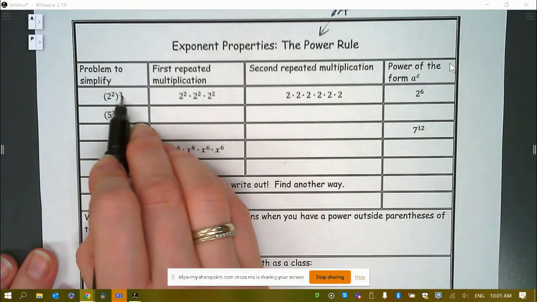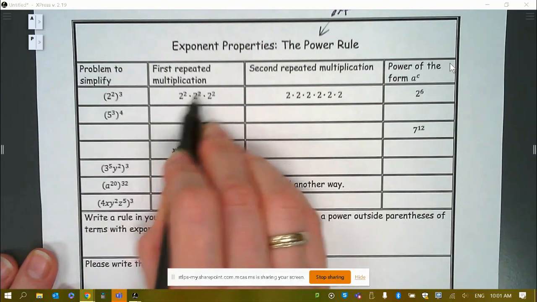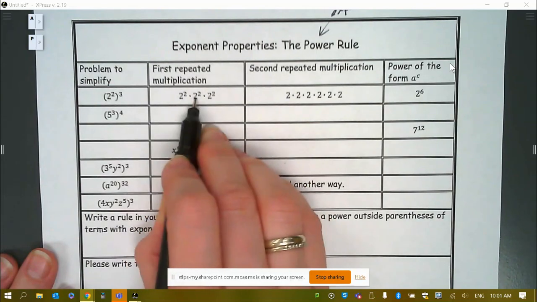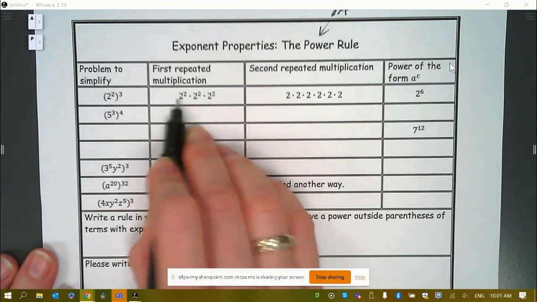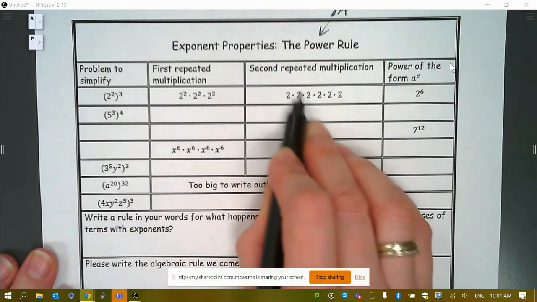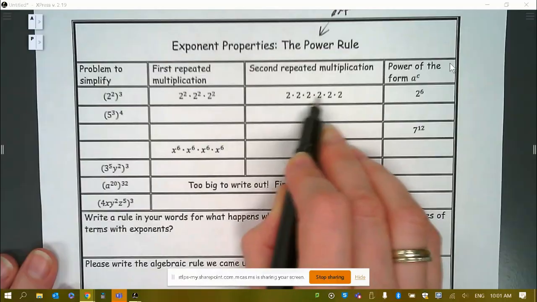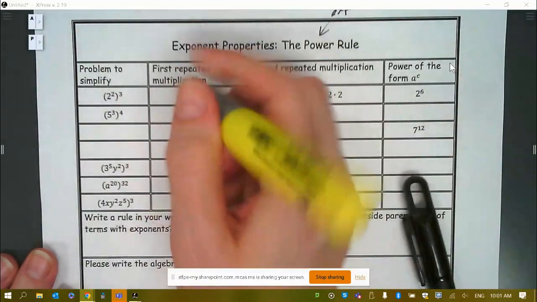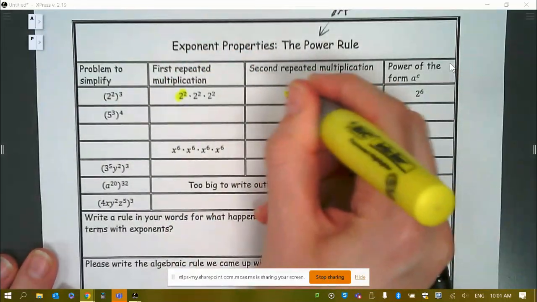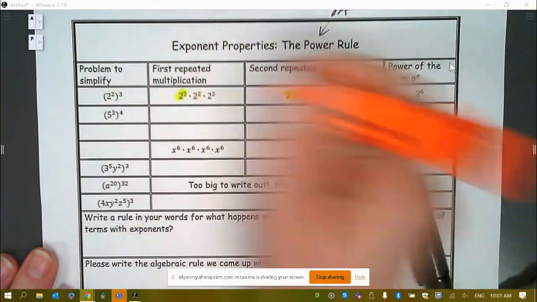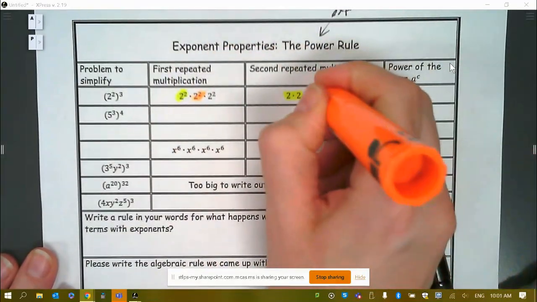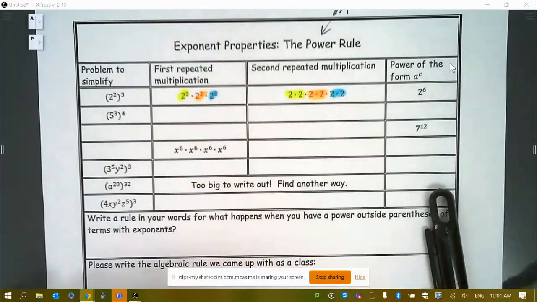So 2 to the second, 3 times, or to the third power, means 2 to the second times 2 to the second times 2 to the second. 1, 2, 3. I repeat 2 to the second 3 times. Well, 2 to the second is the same thing as 2 2's, right? 2 times 2, 2 times 2, and 2 times 2. So let's think about that. This is the first one. These two are from there. This second 2 to the second is the third 2 to the second. That would be these 2's.